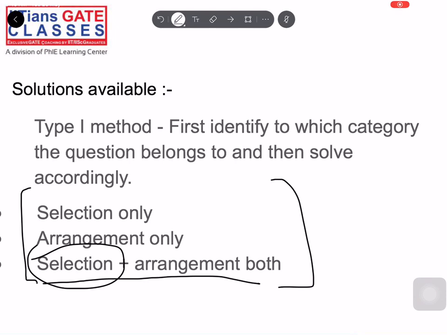Every possible hint is given in the question. Now it is up to you whether you are able to get those hints and identify which category the question is from. This will come with practice only.